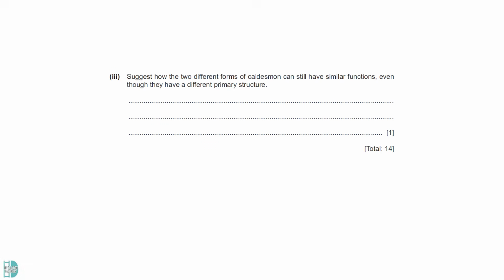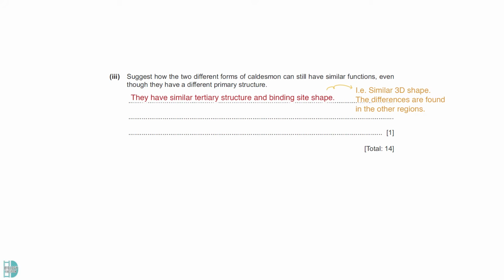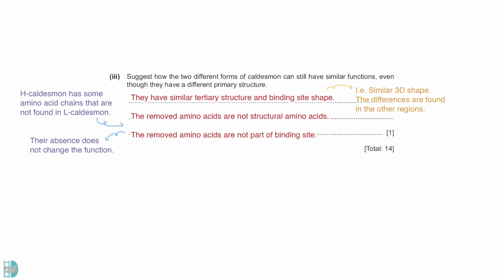3. Suggest how the two different forms of caldesmon can still have similar functions, even though they have a different primary structure. They may have similar tertiary structures, resulting in similar shapes of their binding sites. The differences are found in the other regions. The question says that H caldesmon has a repeating sequence in the middle of the amino acid chain that is not present in L caldesmon. The removed amino acids in L caldesmon are probably not structural amino acids and are not part of the binding site. So, their absence does not change the function of the protein.